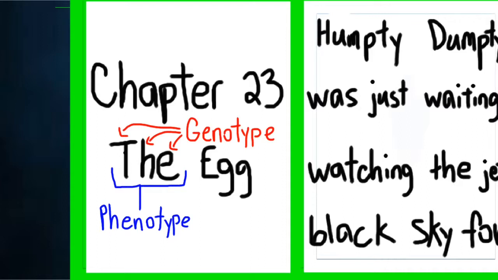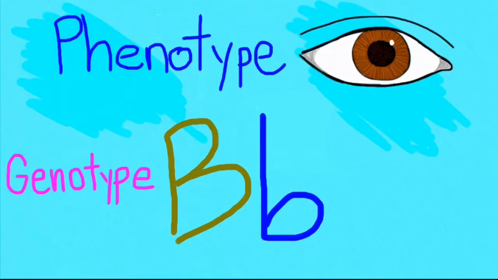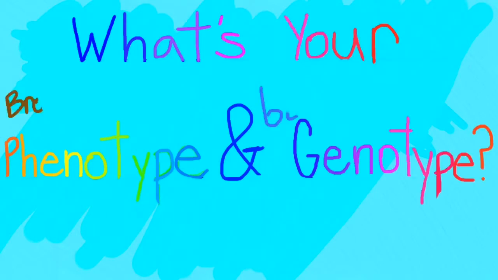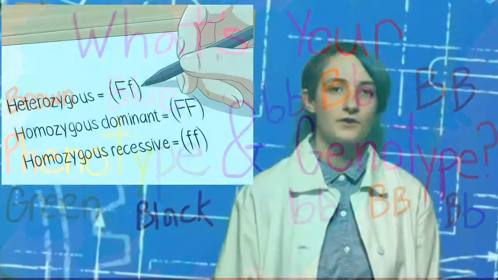For an example, let's use eye color again, with capital B being dominant brown and lowercase b being recessive blue. If I have 1 copy of the brown gene and 1 copy of the blue gene, my genotype would be capital B, lowercase b, and my phenotype would be brown eyes. Not too bad, right? Try and think of what your genotype and phenotype are for these 2 traits. You might need to find your parents to figure out if you were homozygous or heterozygous for these traits.